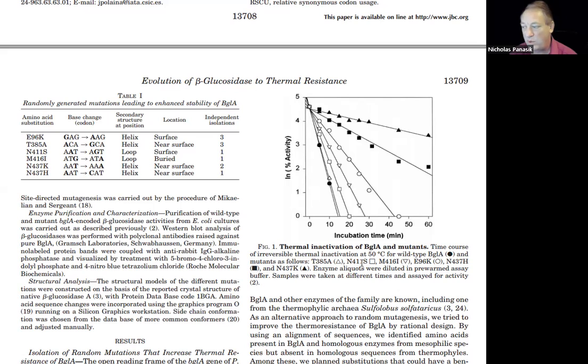Here's an N41S, M416I. So these are all different mutants, and they tell you exactly what the different mutation is. E96K, it's an E at position 96 that's being mutated to a K. So glutamate to a lysine.